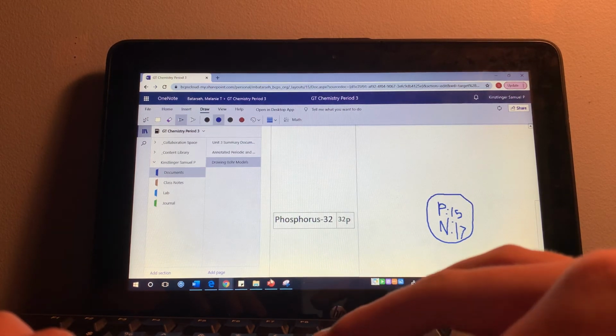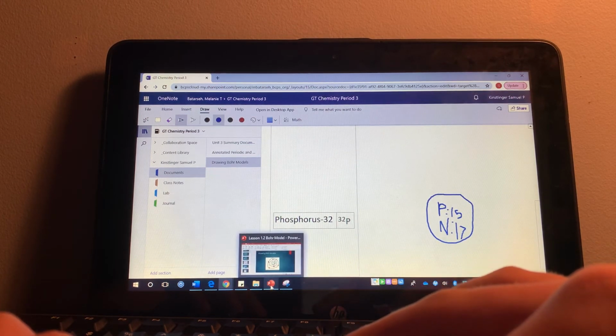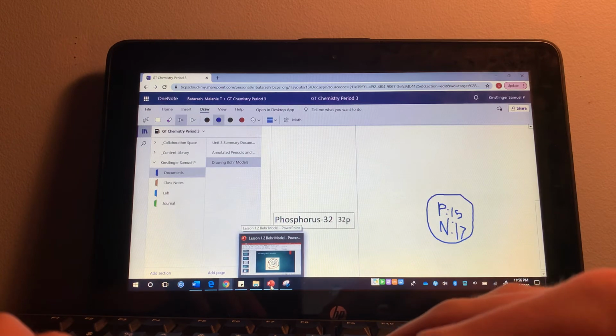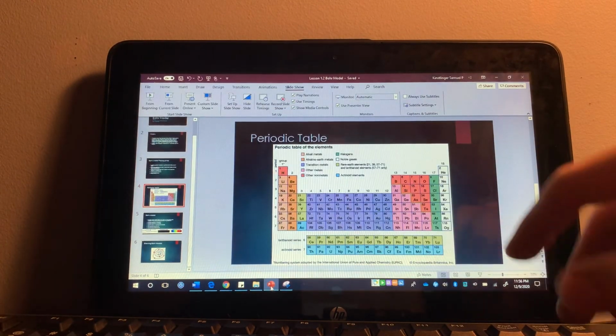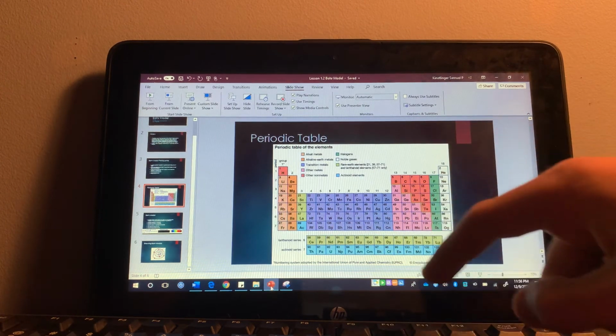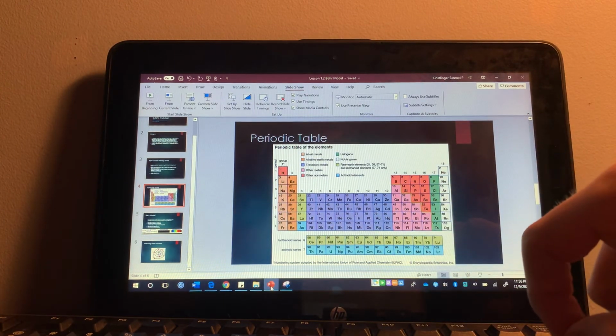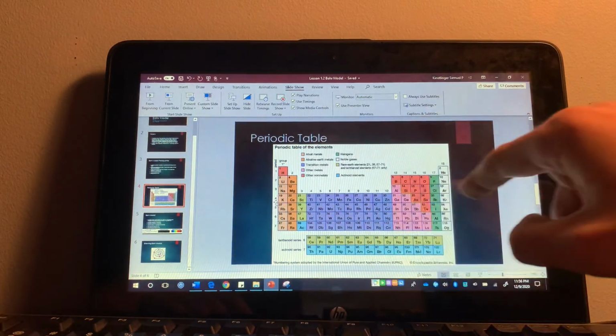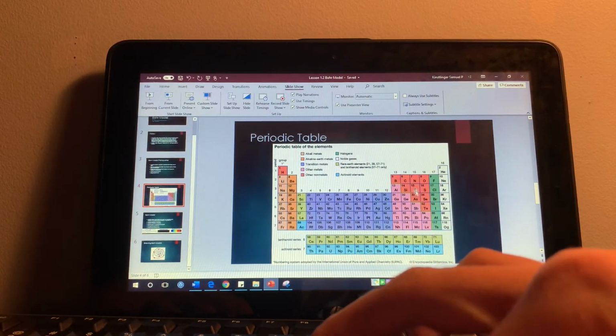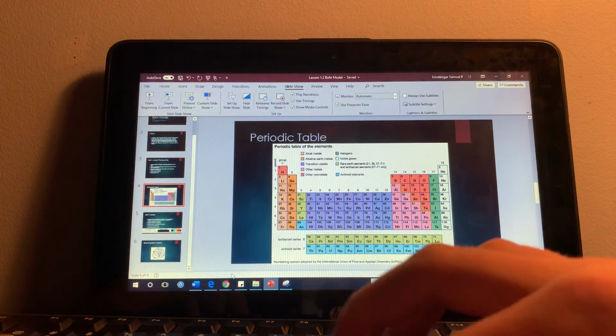Now, we want to figure out how many shells and valence electrons, so we're going to look. Now we have phosphorus. So we go up to our periodic table, we see that phosphorus is in period 5, so it's going to have 5 valence electrons, and it's in group 3. You see phosphorus right here. It's in group 3, so it's going to have 3 shells.